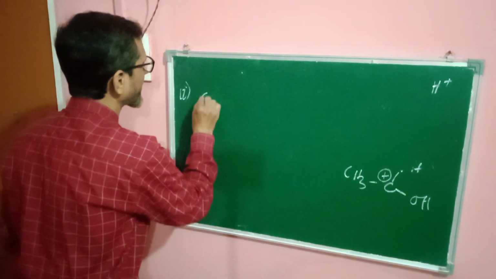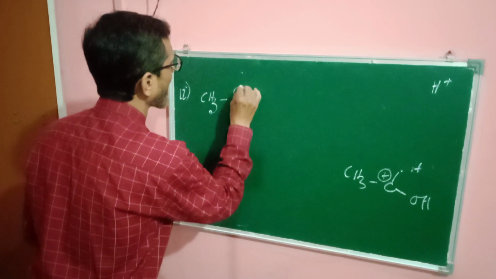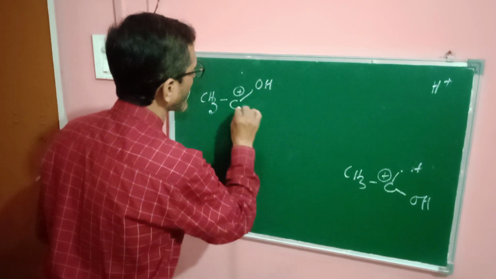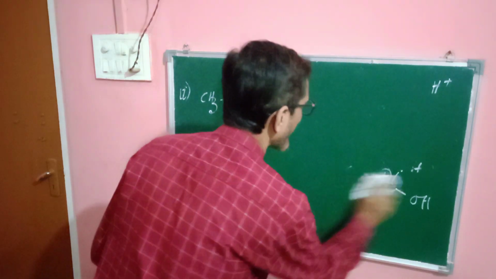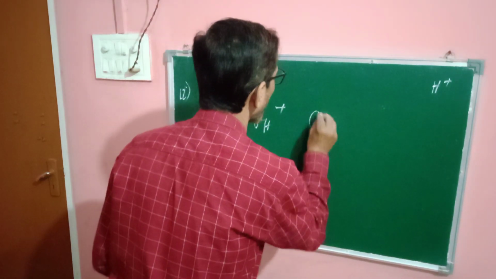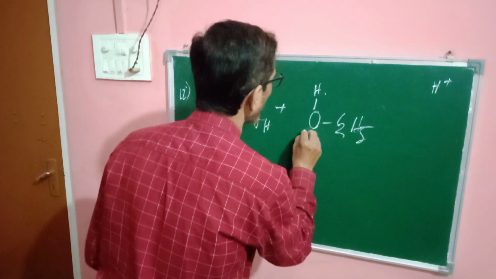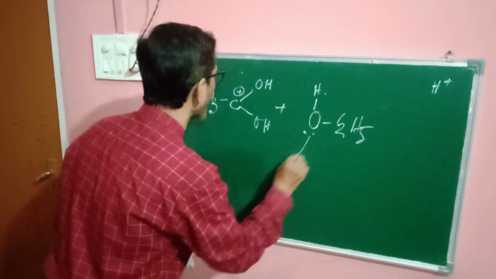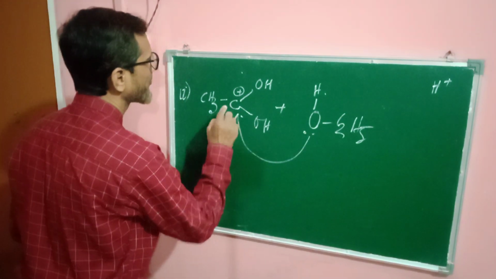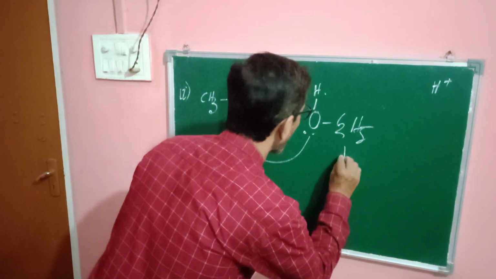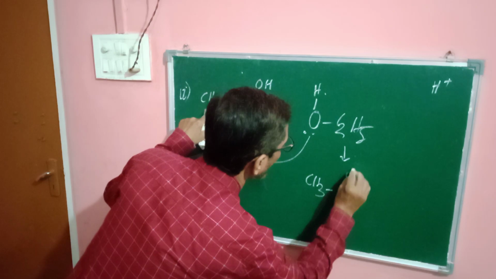Now in the second part, what happens is CH3C plus, OH, and we used ethanol. So write ethanol in this way. There is a lone pair here on ethanol. It is acting as a nucleophile. The lone pair attacks here, and finally you are getting CH3C, OH.